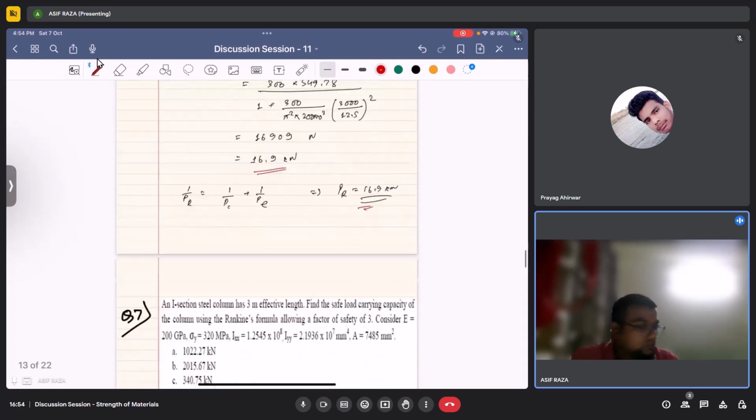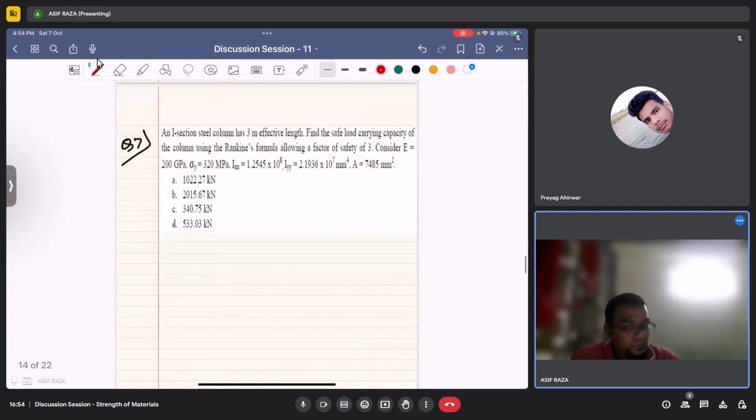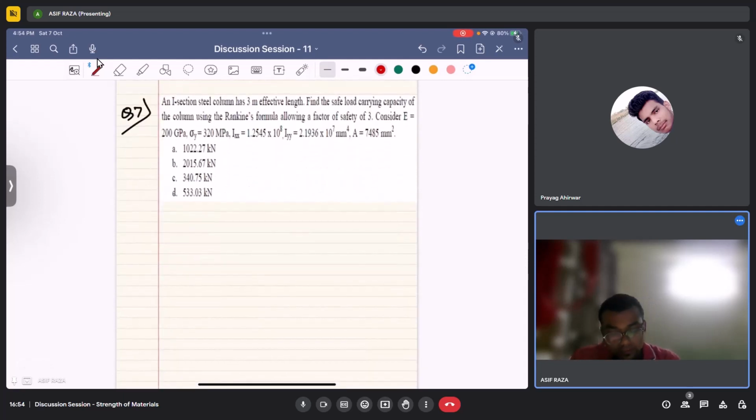Okay, moving on to the next question. Question number 7. An I section steel column has 3 meter effective length. Find the safe load carrying capacity of the column using the Rankine's formula, allowing a factor of safety of 3. Consider E is equal to 100 gigapascal, sigma Y is equal to 320 megapascal, Ix second moment of inertia about x-axis is this and y-axis is this, area is this.